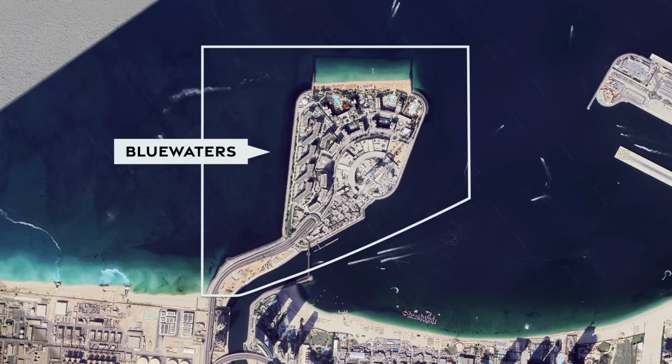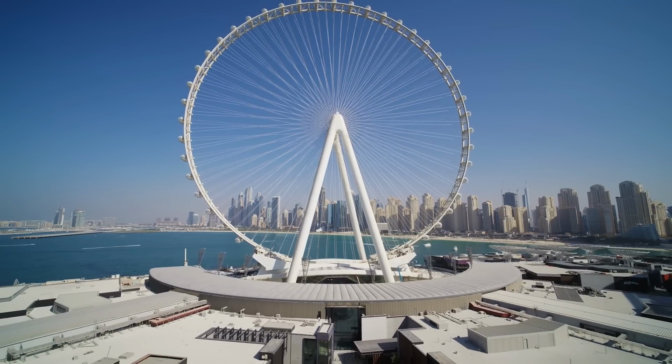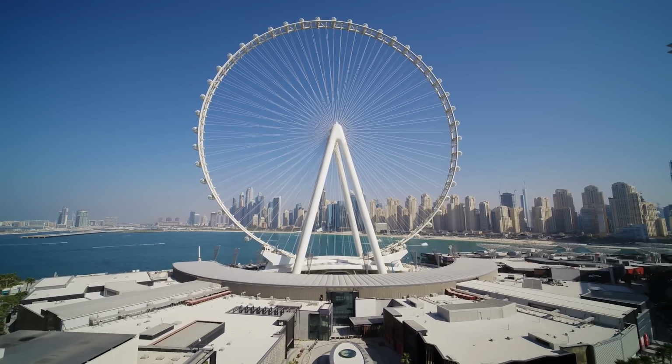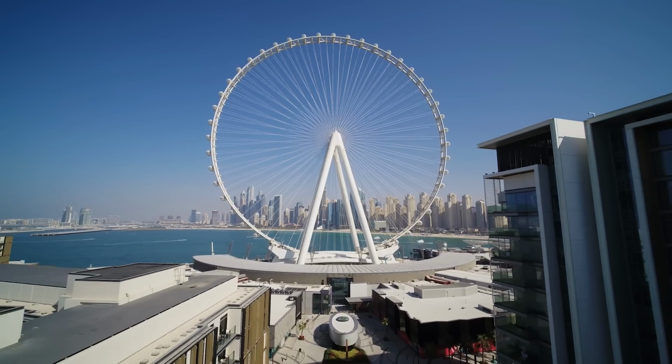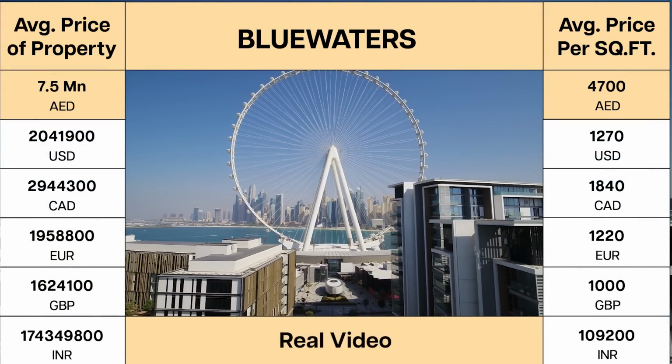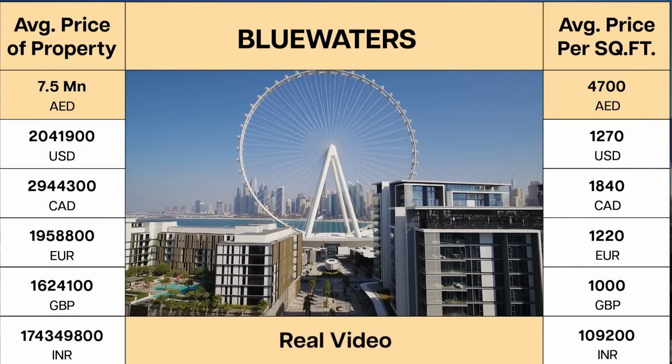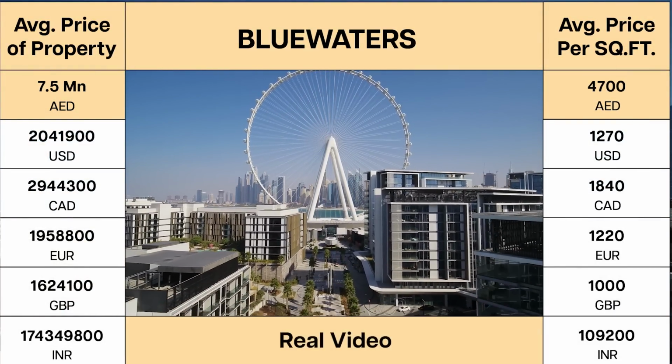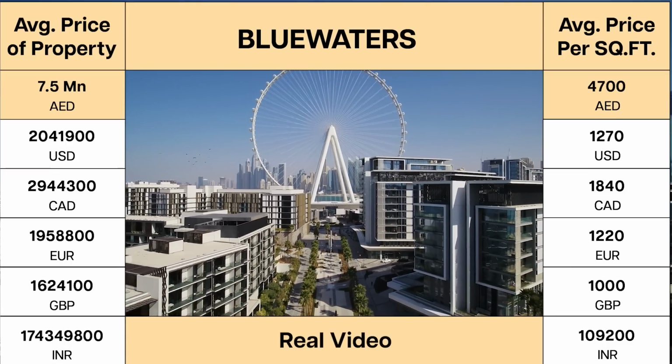Very close to JBR is Bluewaters Island, which is technically a peninsula having the Ain Dubai. Here are the Bluewaters residences built by MERAAS, prices of which grew tremendously in the last few years, making it one of the most successful projects.